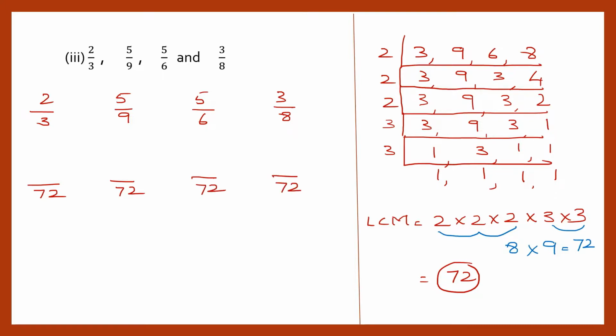Okay, so let's start. Now 3 into what will give us 72? Let's divide and see. 72 divided by 3. 3 2s are 6. I'll carry 1. I have 12. 3 4s are 12. So 24. 3 into 24. So 2 into 24 will give us 48. Next one. 9 8s are 72. So 5 8s are 40.